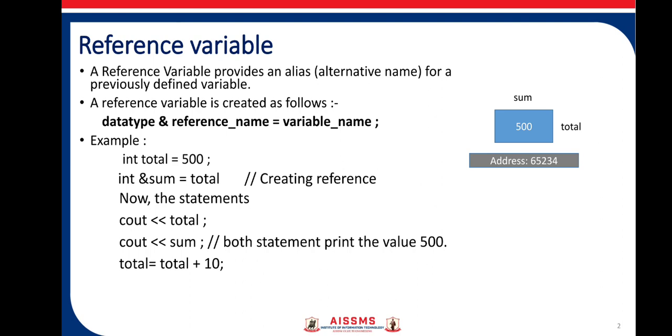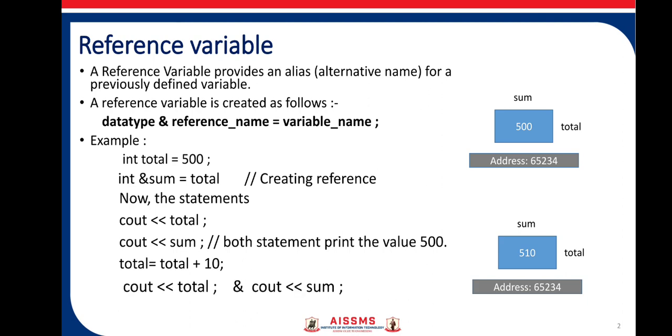Okay, now suppose I do an operation on the memory location by using any one name, either the name of a variable or the name of a reference. Let us say I'm increasing the value of total by 10. So in this case, what will happen? The value will become 510. So which value will be increased? The value which is at address 65234, which we can access with the name of total as well as with the name of sum. Now again, after this statement, if I print both total and sum, in both the statements it will print the value 510.